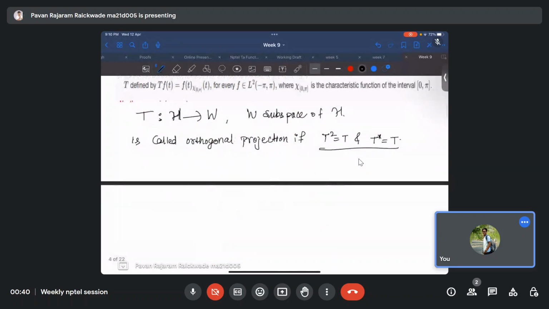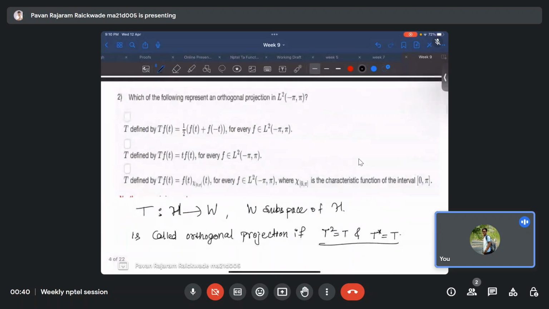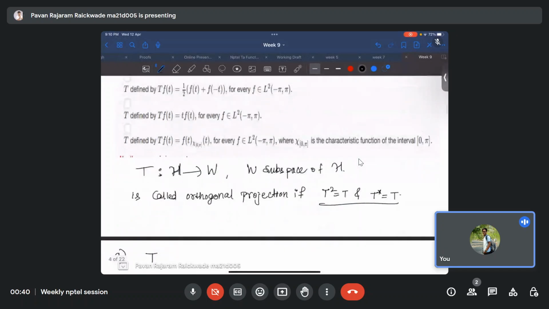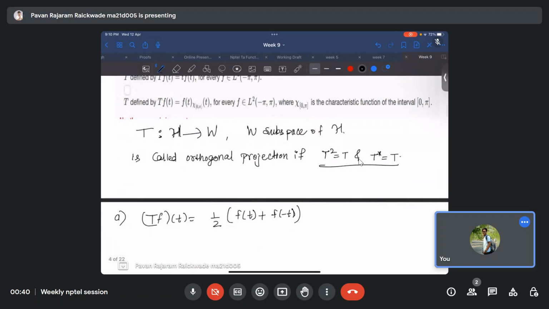So let's do it. For option 1, the map is given as T. All the maps are in L2 minus pi pi. So T is given as Tf of t equals half times f(t) plus f(minus t), for all f belonging to L2 minus pi pi, where t belongs to minus pi pi.